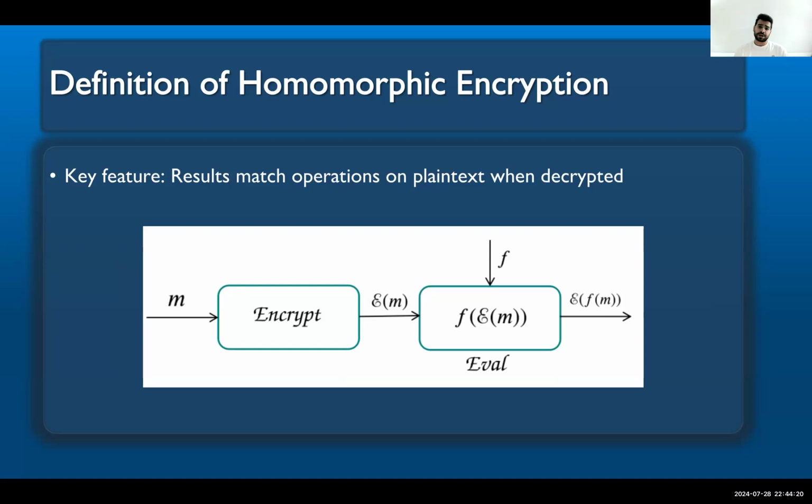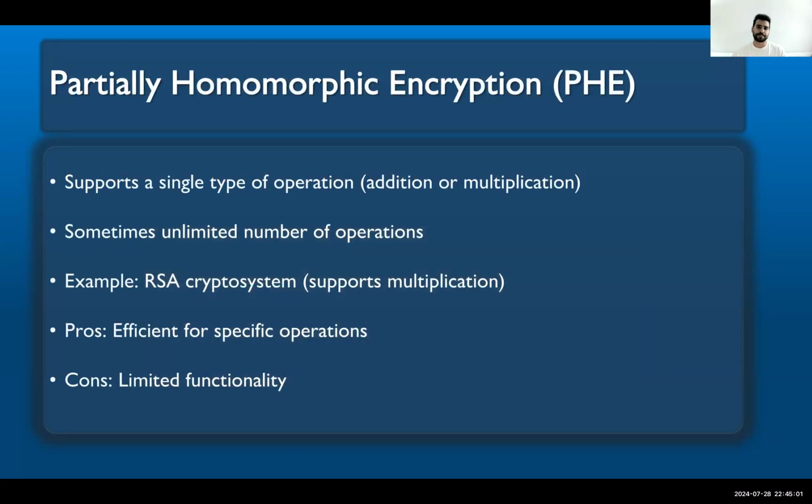And this block diagram states that when we have a message, and after encrypting it, we have an encrypted message. But when we pass an encrypted message to a function F, we will have F of encrypted of M. But there's no difference between F of encrypted of M and encrypted of F of M. There's no difference. In a homomorphic encryption method, there's no difference between these two expressions.